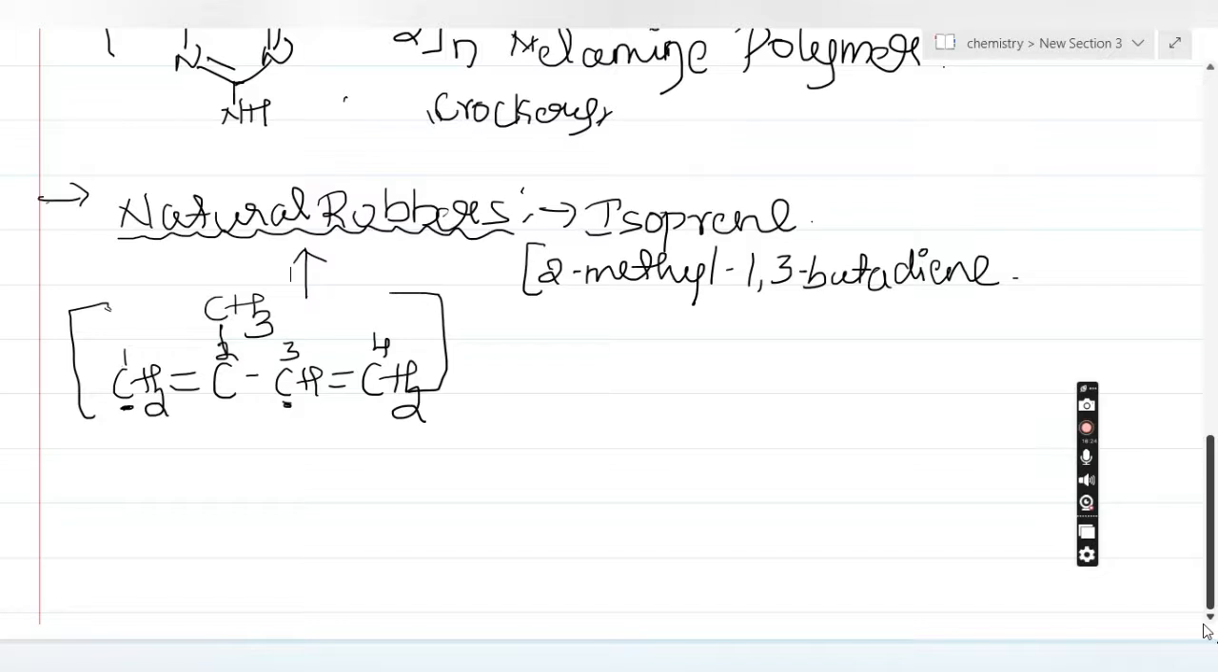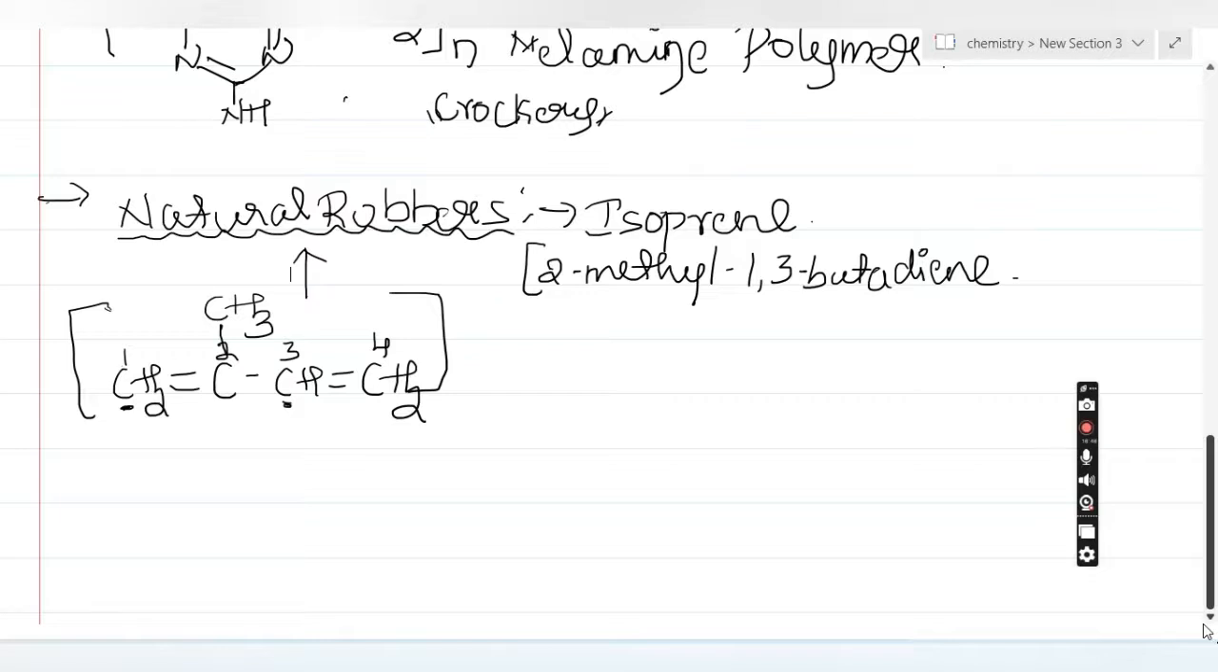In order to control these physical properties, a calculated amount of sulfur is added. The process consists of heating a mixture of raw rubber with sulfur and an appropriate additive at a temperature of 373 to 415 Kelvin.